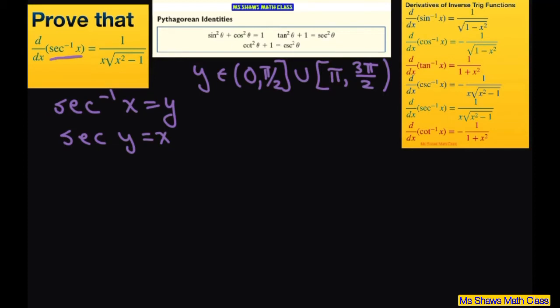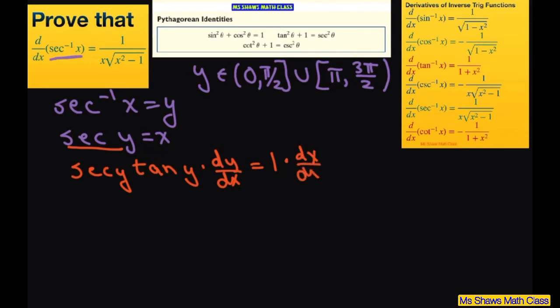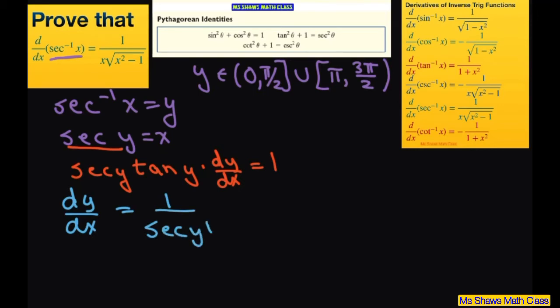we're going to differentiate implicitly, so the derivative of secant of y is secant y tan of y times the derivative of y with respect to x, and the derivative of x is just 1, and that's basically derivative of x divided by derivative of x, or derivative of x with respect to x. So basically this just equals 1. Now let's solve for dy/dx, which equals 1 divided by secant of y tan of y.